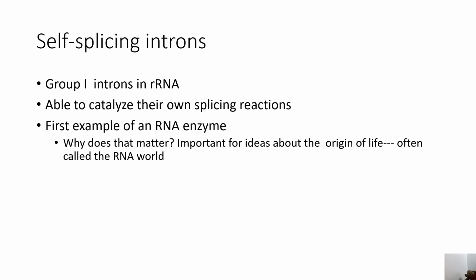Group I introns are an RNA that first utilizes specific splicing reactions. For example, of an RNA enzyme, what does it mean? This is important for ideas about the origin of life, often called the RNA world, etc.